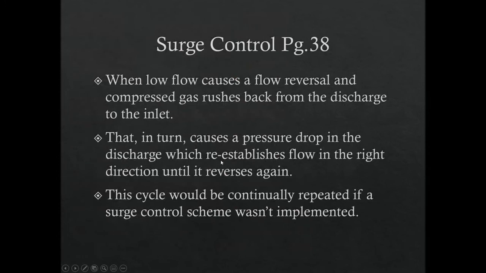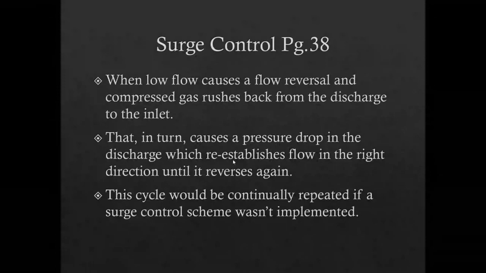All right, let's look at some of the problems that we are addressing here. The first one is surge control, and one of the big ones with a centrifugal compressor. Surging happens when low flow causes a flow reversal and compressed gas rushes back from the discharge to the inlet. That in turn causes a pressure drop in the discharge, which then will reestablish the flow in the right direction until it reverses again. And this cycle would be continually repeated if a surge control scheme wasn't implemented.